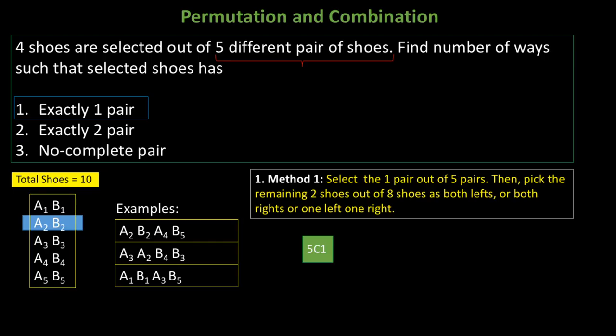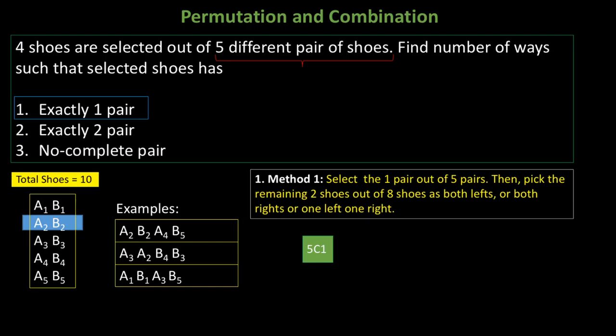And means multiplication, and I need to choose 2 more shoes. Now, if I had to build different cases, what would those cases look like? Either I choose the remaining 2 shoes only from the left foot shoes of the remaining shoes. For example, if I only choose A's, from A1, A3, A4, A5, I'm sure to get non-pair shoes, because they will never form pairs. They are all left shoes.